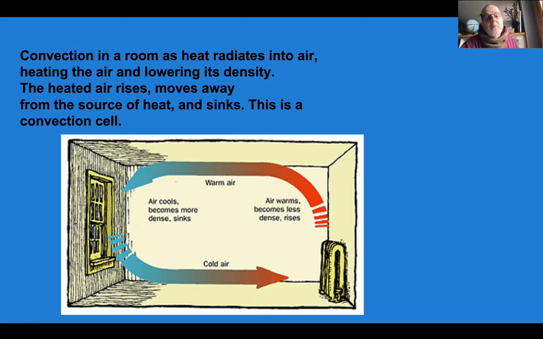So convection in a room, as heat radiates into the air, heating the air and lowering its density. That's what we have here on the right. That's a terrible sentence. I don't know who wrote it. It may have been me.